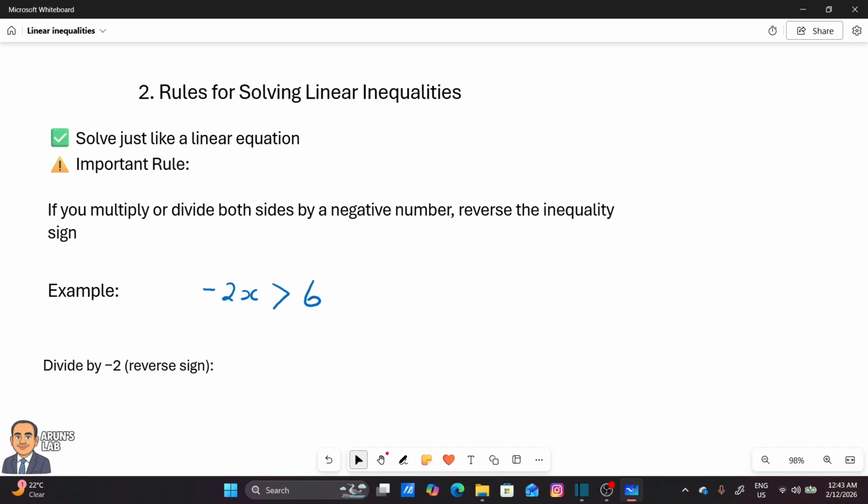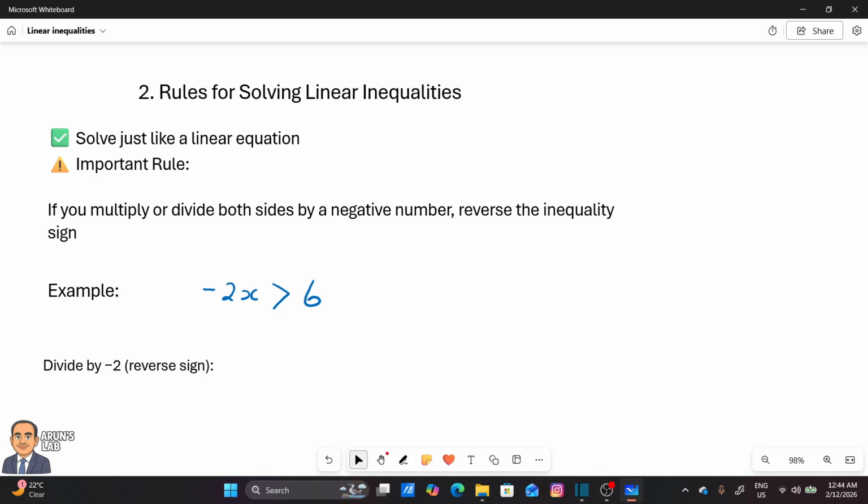Topic number 2: rules for solving linear inequalities. We already discussed that solving a linear inequality is like solving a linear equation; the same techniques are used. But there is one special rule we need to see for solving a linear inequality.